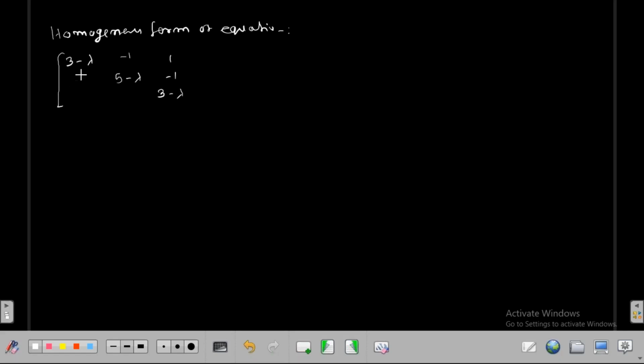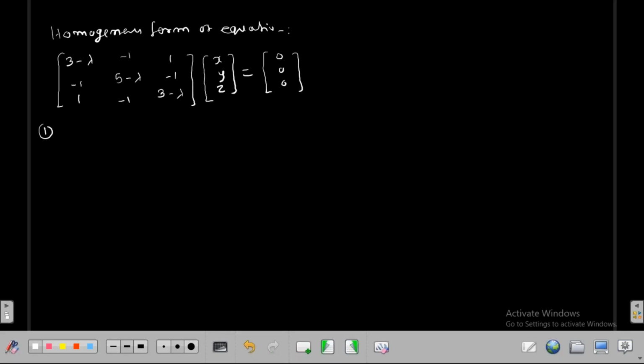This is a symmetric matrix, so this number here as it is, this number 1 as it is, and this number as it is. The characteristic matrix multiplies one vector, that is a column matrix, in which the unknown variables are x, y, z, equal to the zero matrix. So this is the homogeneous form of equation in matrix form.